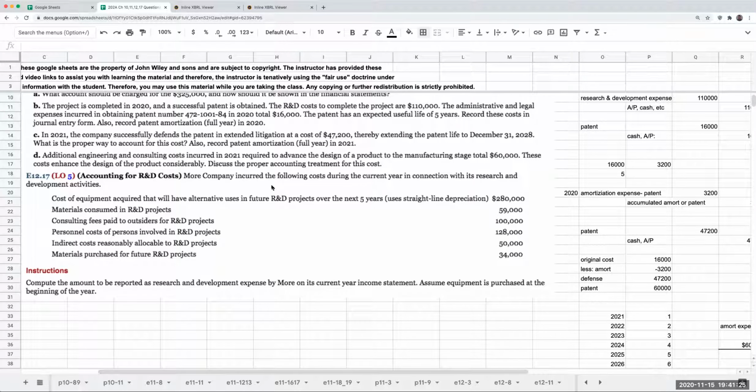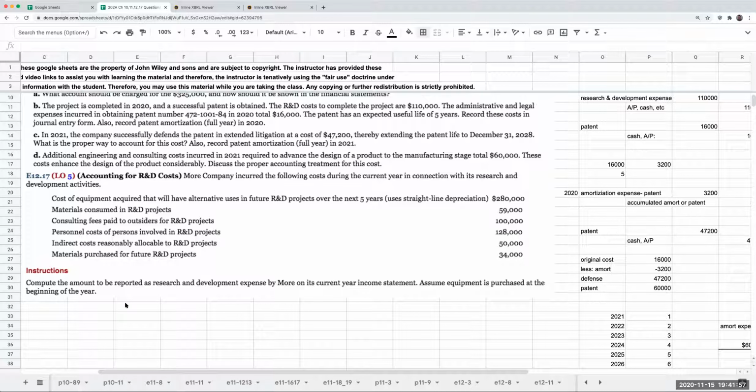Let's now take a look at exercise 12-17. Moore Company incurred the following costs during the current year in connection with its research and development activities. Cost of equipment acquired that will have alternative uses in further R&D projects over the next 5 years. Use straight line depreciation. So let's go to the next one. Compute the amount to be reported as R&D on the current year income statement.